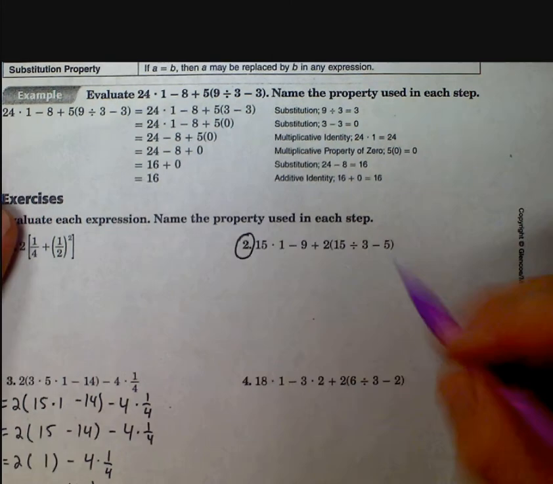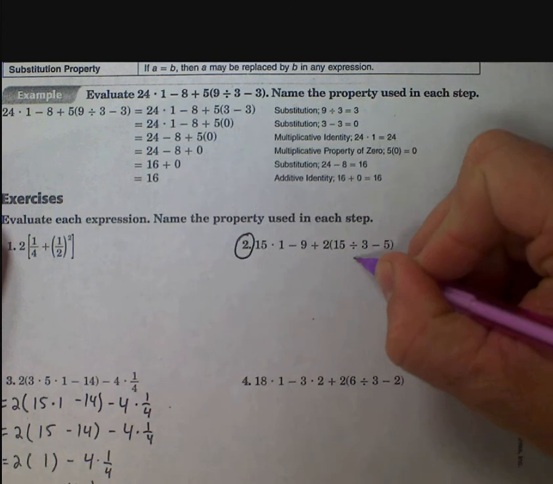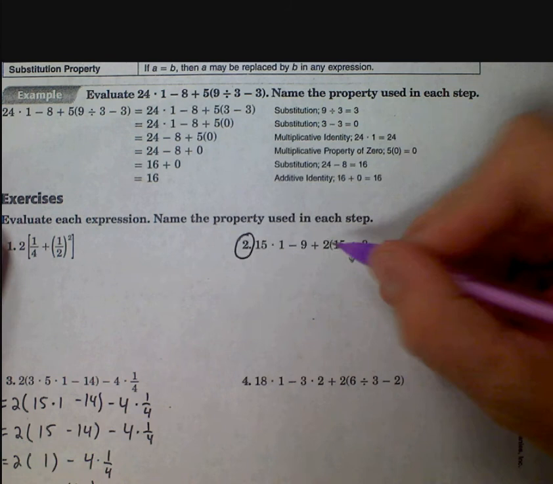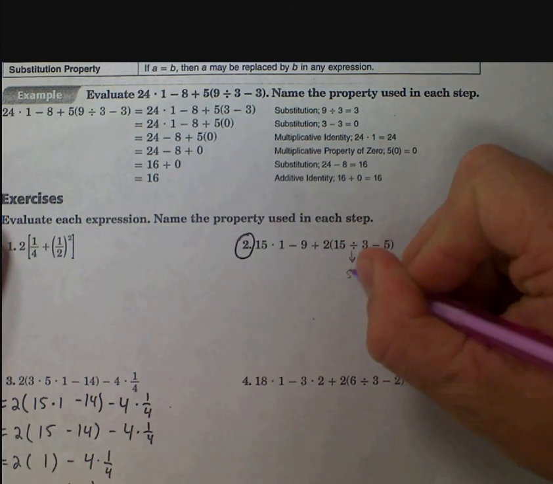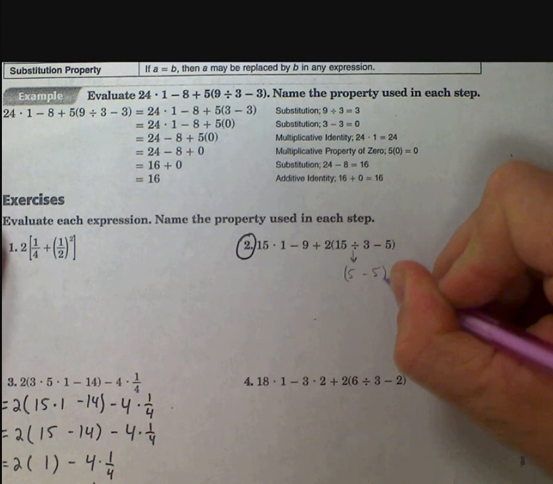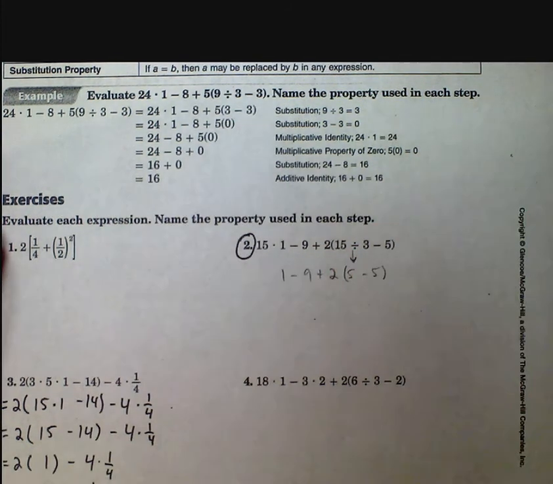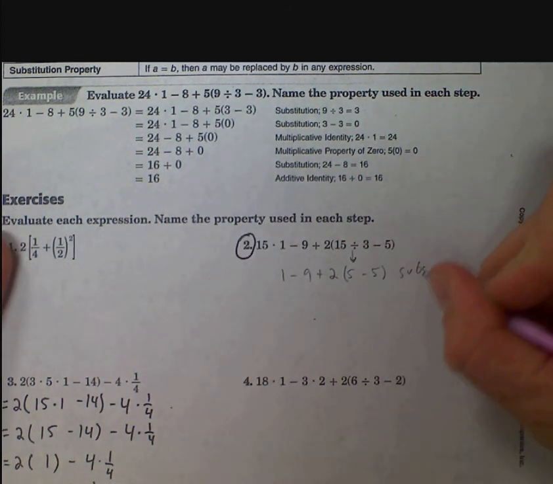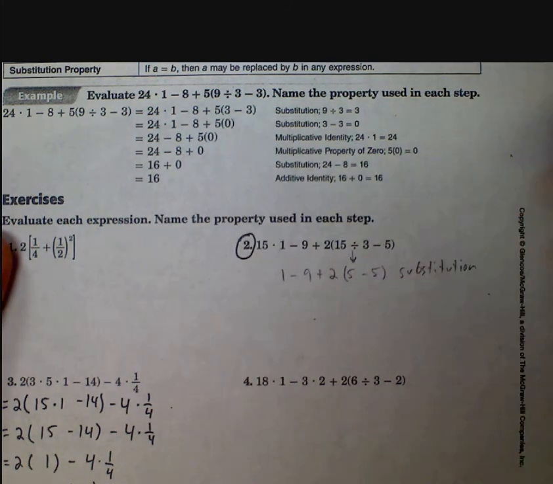So, whenever we do order of operations, we got to go ahead in the parentheses. So I know that I have to do inside the parentheses, so I have to take 15 divided by 3, which I know is 5. I'm going to bring everything else down except for the 15 divided by 3. The property that I use is the substitution property. 15 divided by 3 is 5. I just substituted.